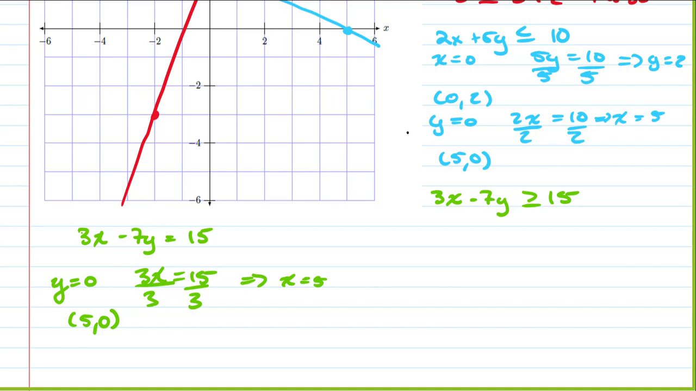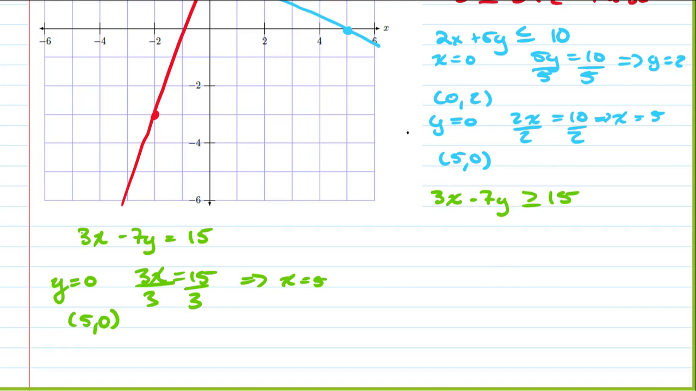But if we pick x equals 0, we're going to end up with a fraction, which isn't going to be helpful. So if we picked x equals 0, we get negative 7y equals 15, right? And 7 doesn't divide into 15. And I can't really graph negative 2 1/7 by hand. So we're going to want to pick a different value for x.